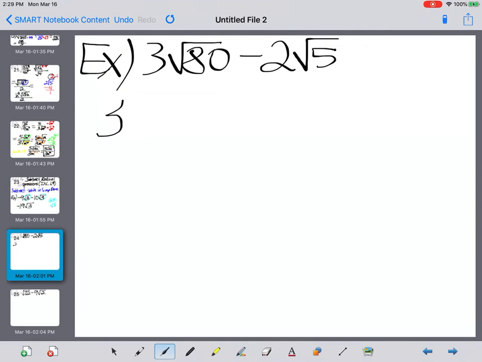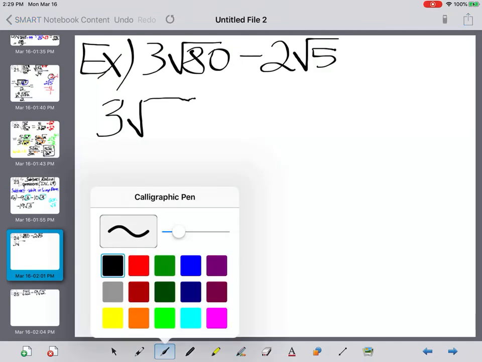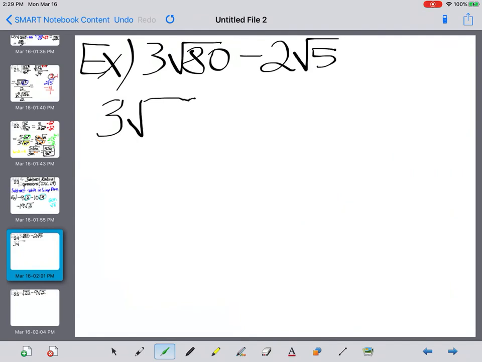So we're just going to bring down the 3. So I have 3 on the square root of, we need to break down that 80. There actually is a perfect square inside of 80. So if you think of your perfect squares, 2 times 2 is 4, 3 times 3 is 9, 4 times 4 is 16, 5 times 5 is 25. Well, 16 actually goes into 80.